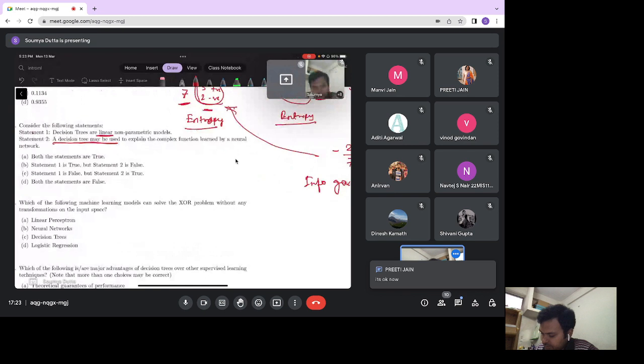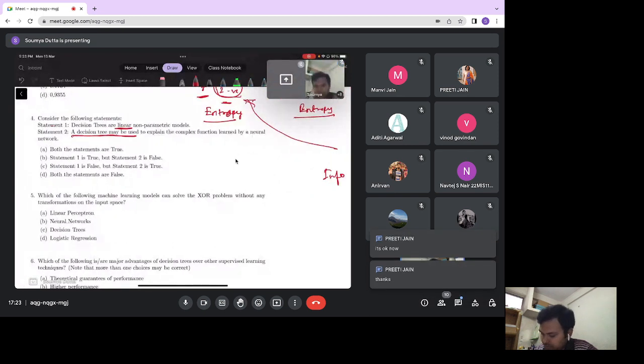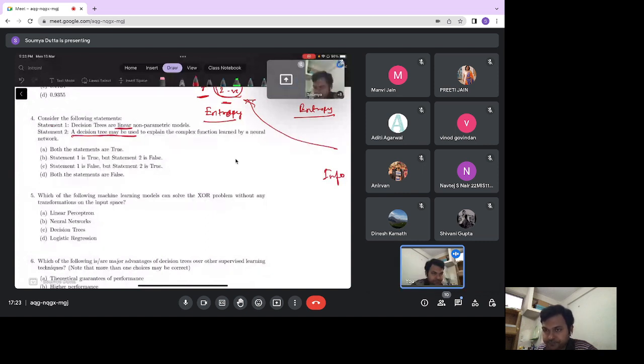Yeah. So a decision tree may be used to explain the complex function learned by a neural network. That is one of the applications of decision tree, and therefore statement 1 is false because decision tree is not linear. However, statement 2 is true. So that's fine.